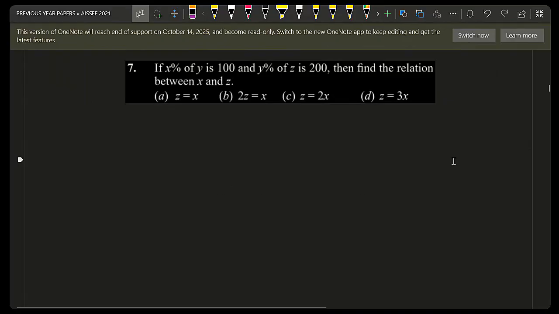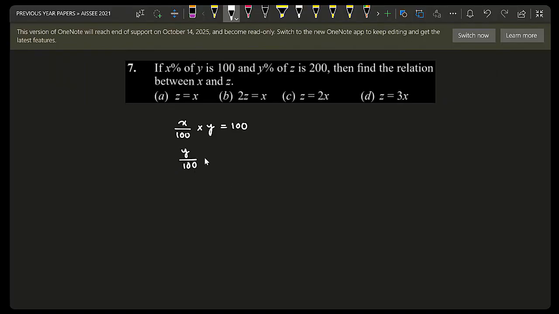If x% of y is 100 and y% of z is 200, then find the relation between x and z. There are two pieces of information given, so let us write both of them. x% of y is 100. If you remove the percent symbol, you'll get x by 100 into y is equal to 100. And let us write the second data, that is y% of z is 200. If you remove the percentage symbol, you'll get y by 100 into z is equal to 200. So we got these two, and now we should find the relation between x and z.